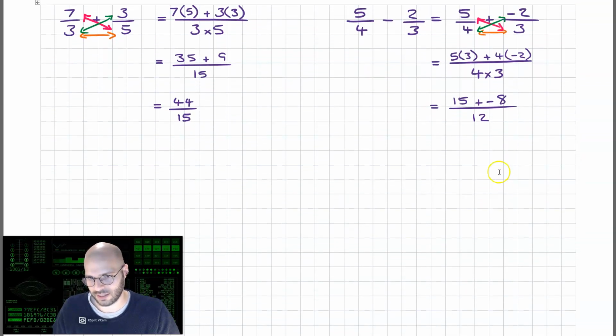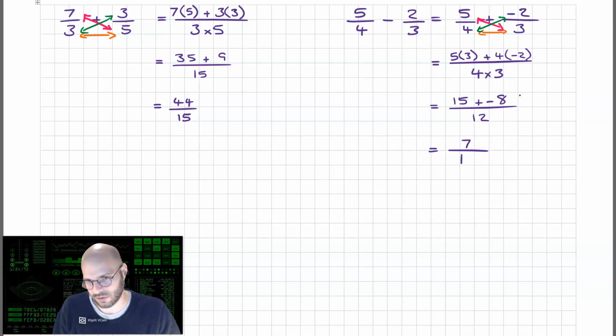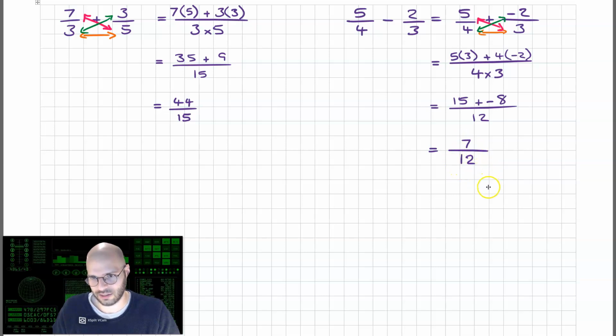So what we discover is it's 15 plus minus 8. 15 plus minus 8 is the same as saying 15 take 8, which is the same as saying 7 over 12. And thus we arrive at our simplest answer here. Because I know 7 is a prime number and 12 has the factors of 2, 2 and 3, I can't simplify this any further.